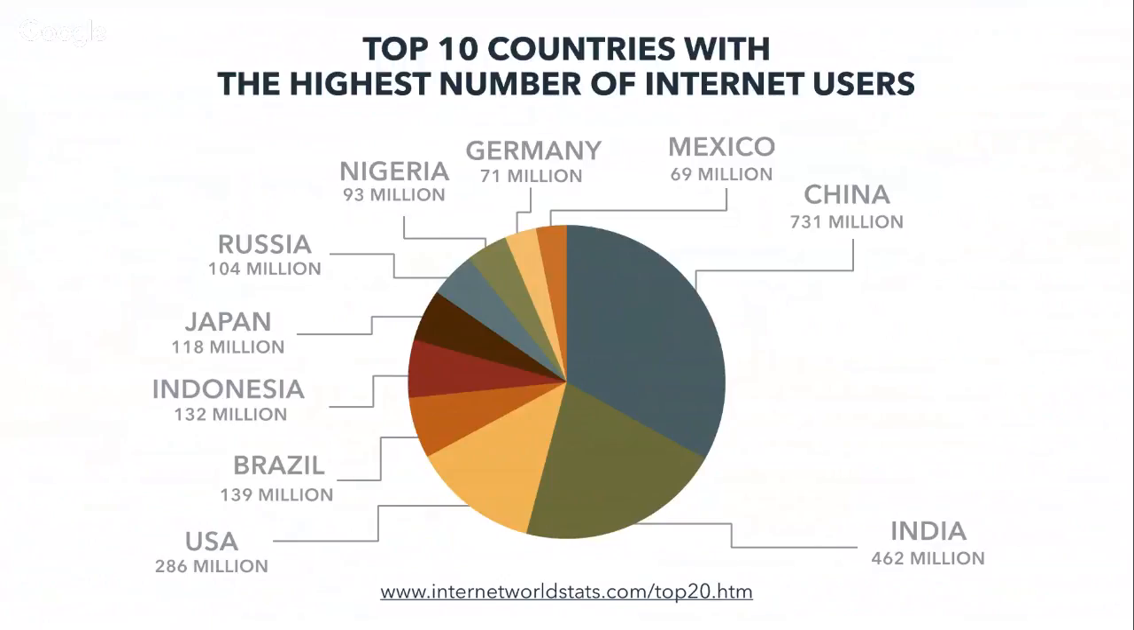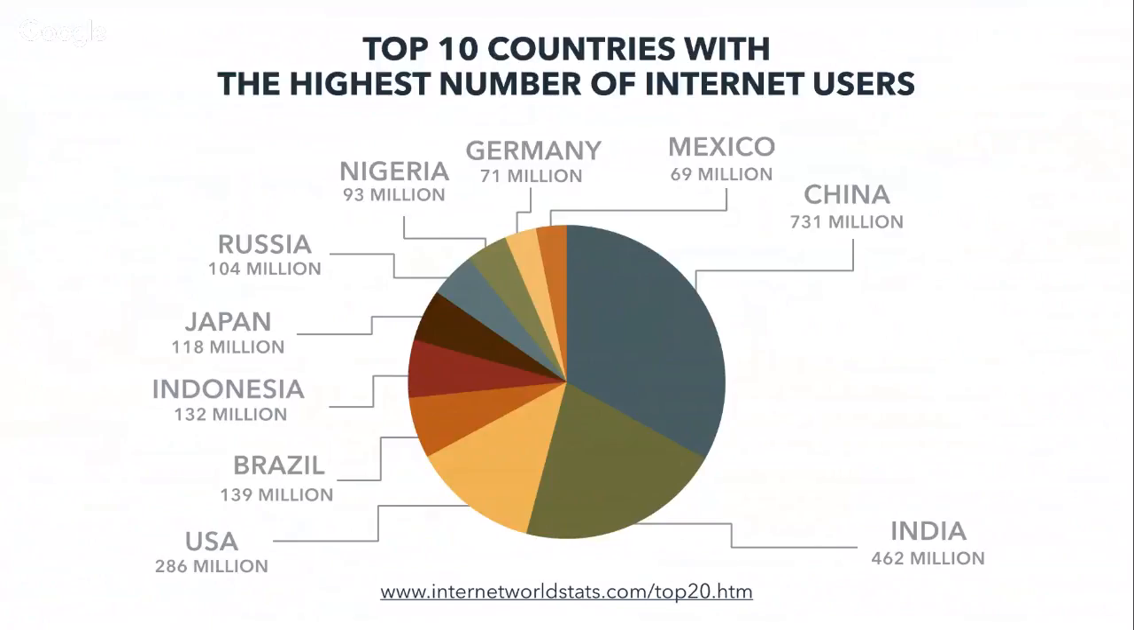And it turns out that 90% of the people coming from China are using their mobile device. This means that 650 million people are using their mobile device to use the internet. And you know how it is. We don't always have Wi-Fi, right?